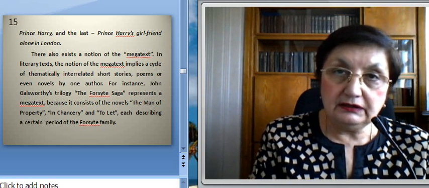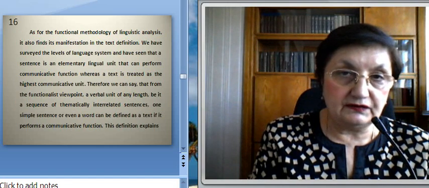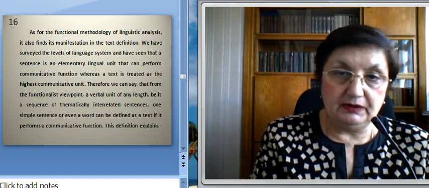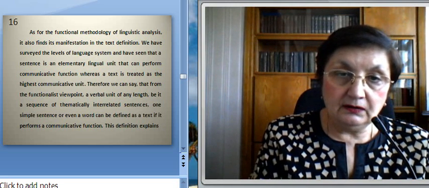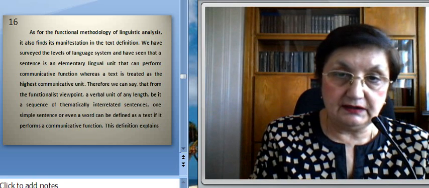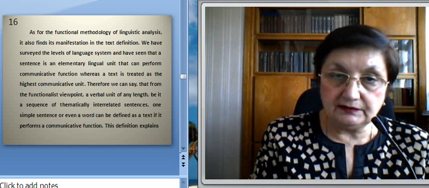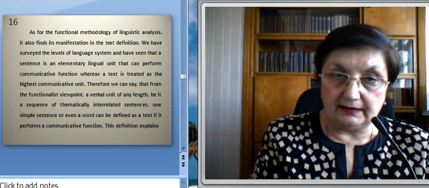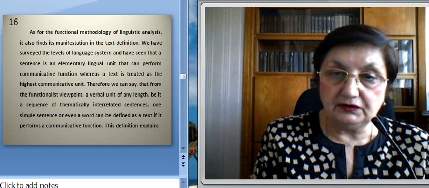As for the functional methodology of linguistic analysis, it also finds its manifestation in the text definition. We have surveyed the levels of the language system and have seen that a sentence is an elementary lingual unit that can perform a communicative function, whereas a text is treated as the highest communicative unit.